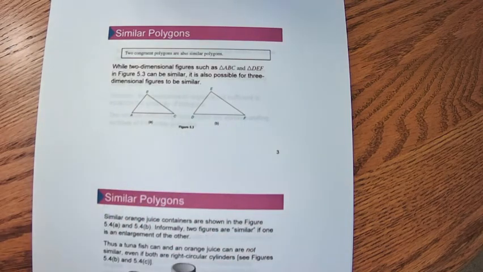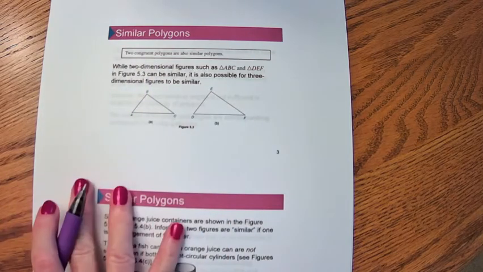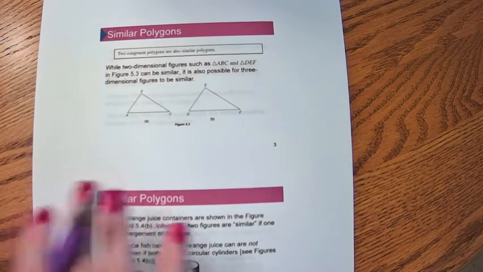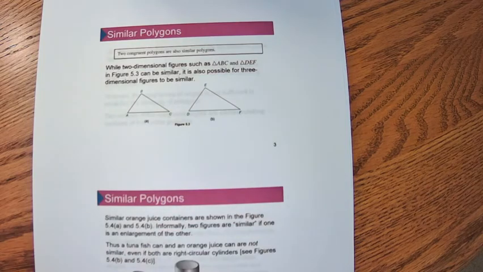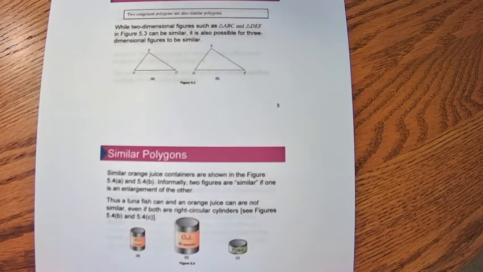So here I have two congruent triangles, same shape and same size. If two polygons are congruent, they are also similar. If they're the same shape and size, they are the same shape. It's less restrictive to be similar.